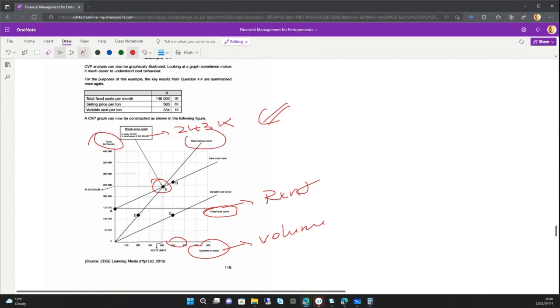This is the total revenue. As we are selling, we will recoup our money. Total cost curve. We will recoup all the cost we've made, all the total cost we've made at this point. Remember again, I told you, total revenue equals total cost. It's at this point, point E, that happens.